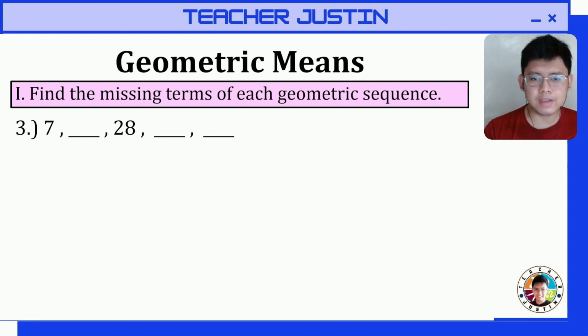Okay, let's complete this geometric sequence. So, we're given 7, blank, 28, blank, blank. So, para ma-complete natin itong geometric sequence na to, we're going to need to identify our common ratio.